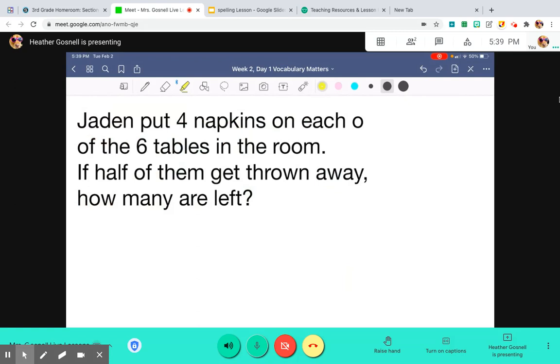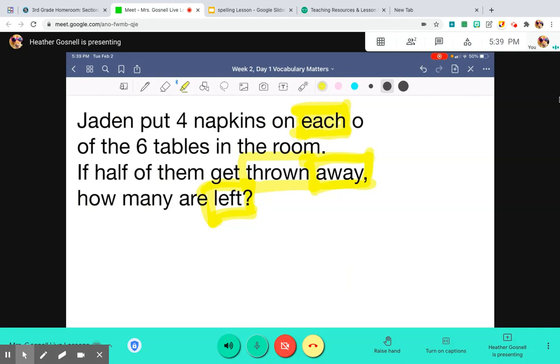So here, I'm just searching for action words. Here's each. Here is left, away. Those are some action words. They're telling me, just by looking at this and not reading the whole thing, I see left and away. I know that there's going to be some kind of subtraction happening. Okay? Thrown away, even. Each, meaning I have equal groups of something here. So we solved this one yesterday.